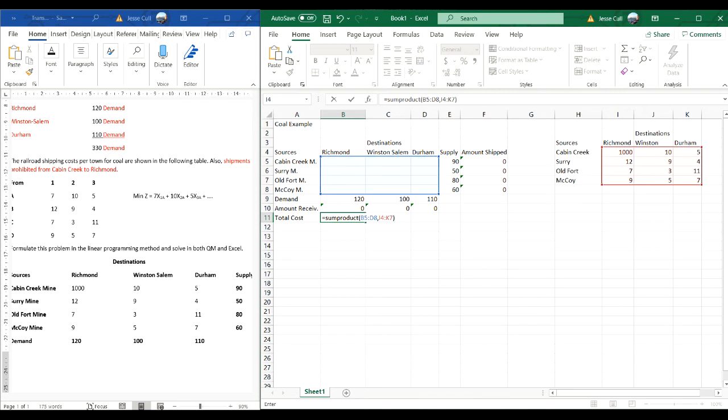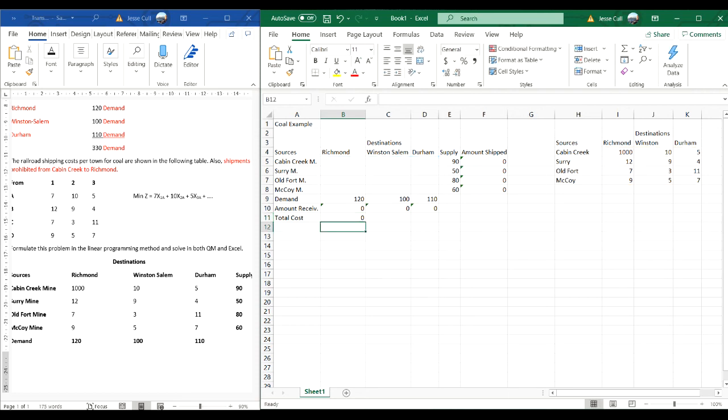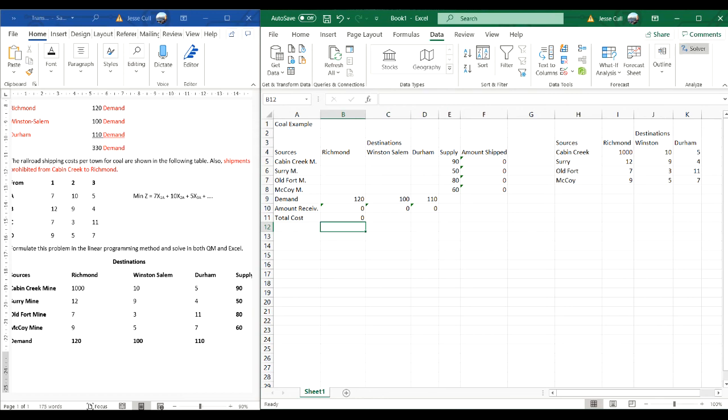The amount shipped we don't enter, we allow the computer to find. Once the computer has found these values, it multiplies them by these prices. Once it's multiplied by these prices, it then inputs our total cost. So we hit enter. Right now it will be 0 because nothing's been shipped. And then, as always, we enter our solver function.